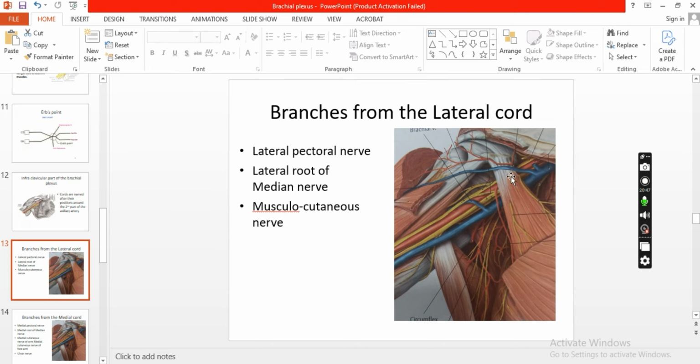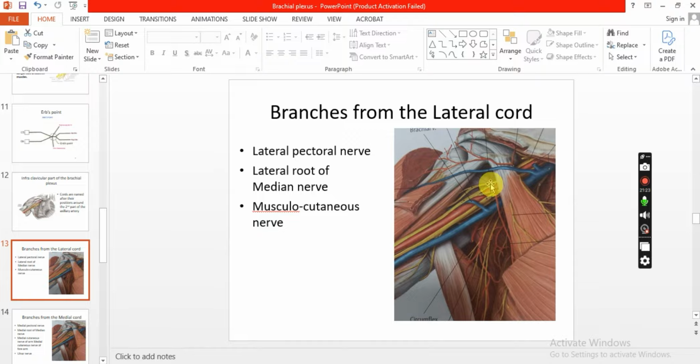Okay, the other two branches. This is the median nerve. This is the axillary artery. Lateral to the axillary artery, you are seeing this big nerve, what I am touching right now. This is the median nerve. The median nerve is formed by two roots, a medial root and a lateral root. The one which is crossing in front of the axillary artery is the medial root. The other one is the lateral root, coming from the lateral cord.